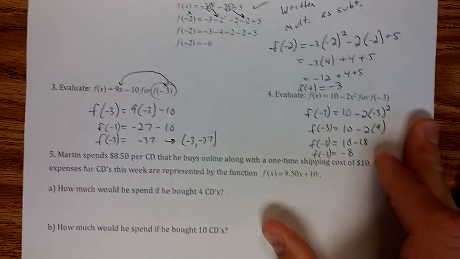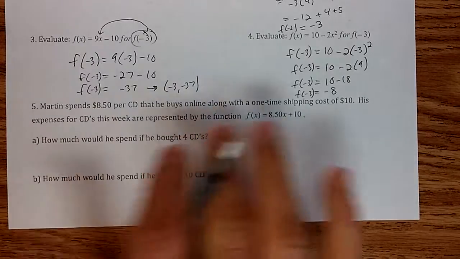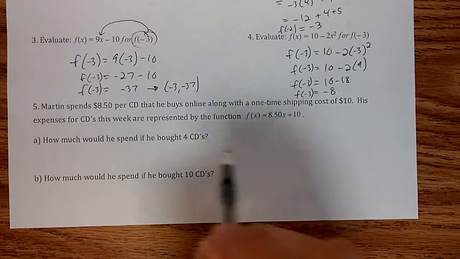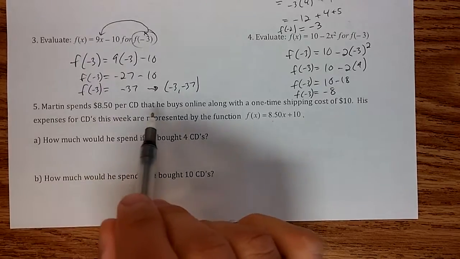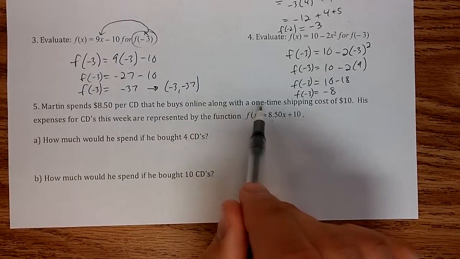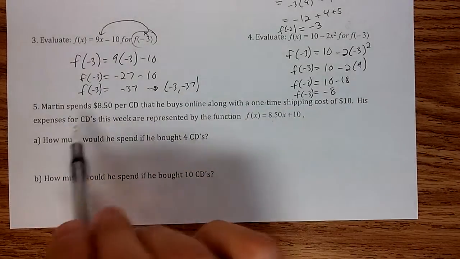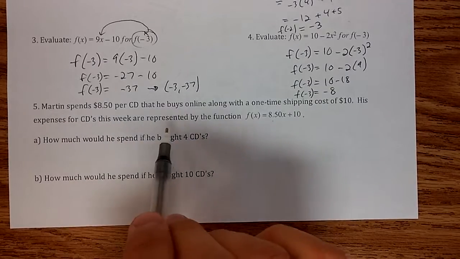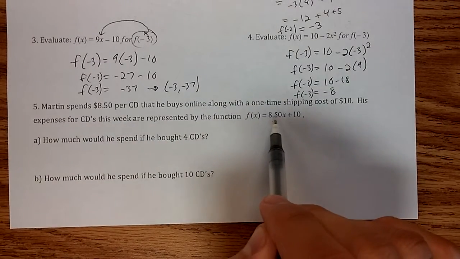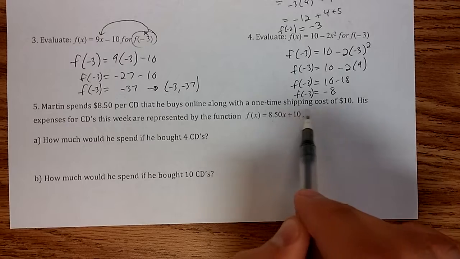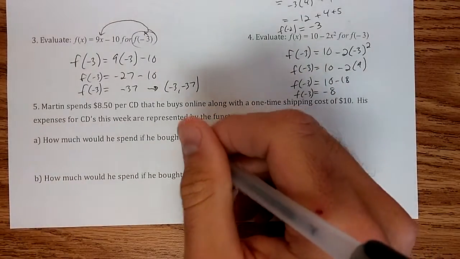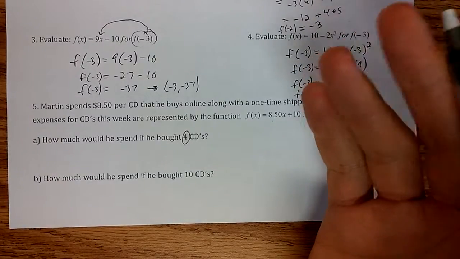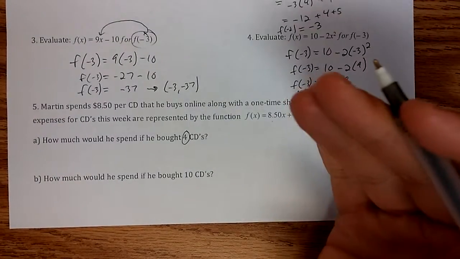This problem is going to be an application problem where they give you a situation and actually give you a function, and then they're going to ask you a couple questions after that. So this says Martin spends $8.50 per CD that he buys online, along with a one-time shipping cost of $10. His expenses for CDs this week are represented by the function f of x equals 8.50x plus 10. How much would he spend if he bought 4 CDs? So this is important. What is 4? Is it the x, the input, or is it the output?